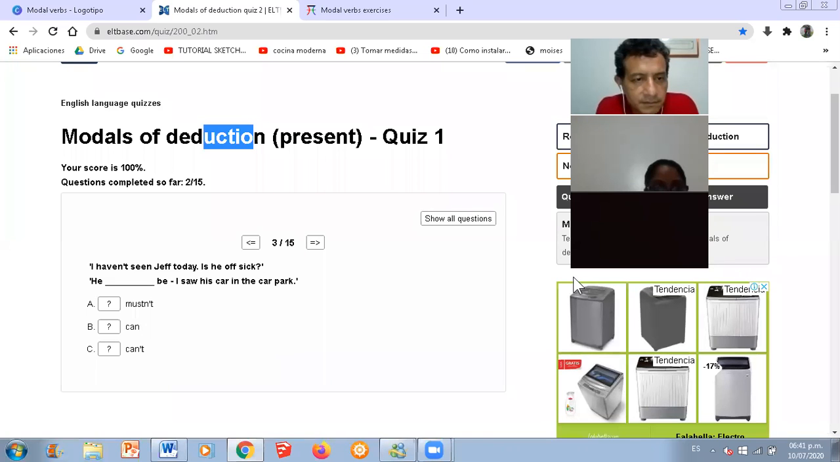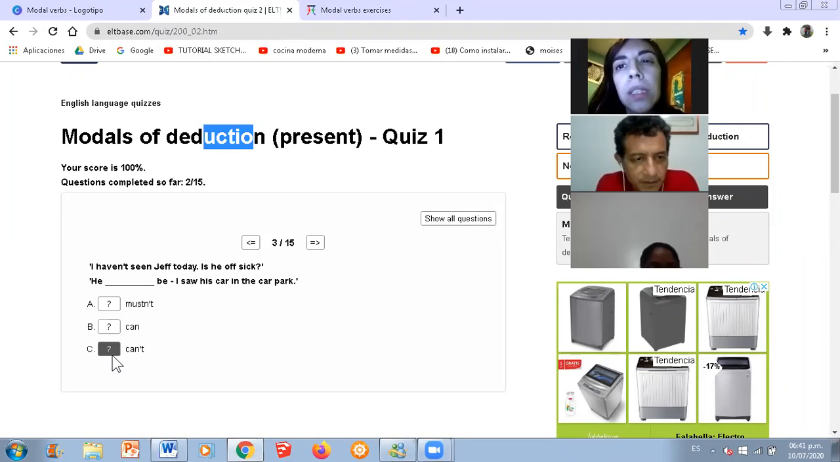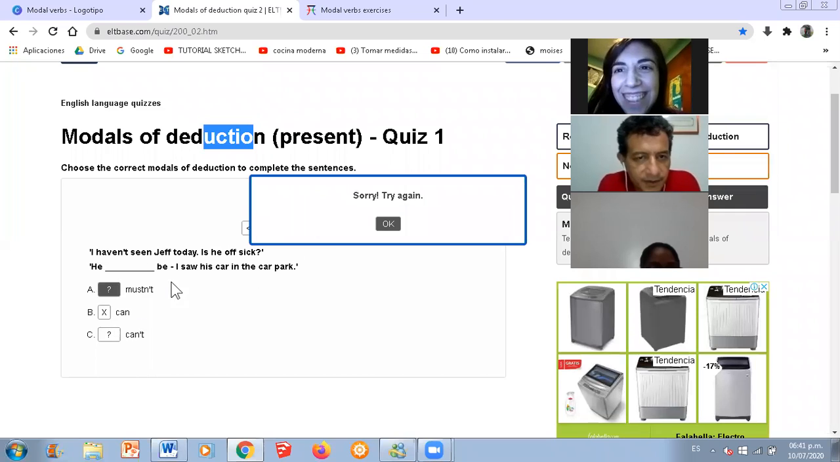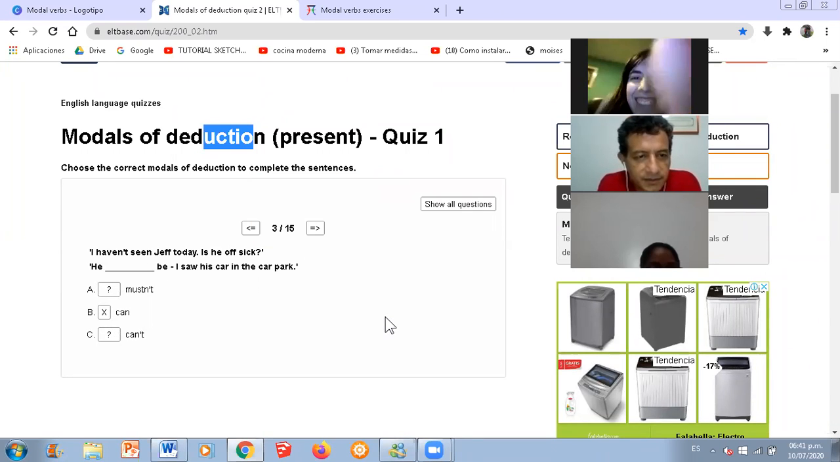María Gabriela. I haven't seen Jeff today. Is he off sick? He can't be. I saw his car in the car park. Okay, so can or can't? He can. Letter B. Are you sure? No. Let's check. Okay. Letter B.